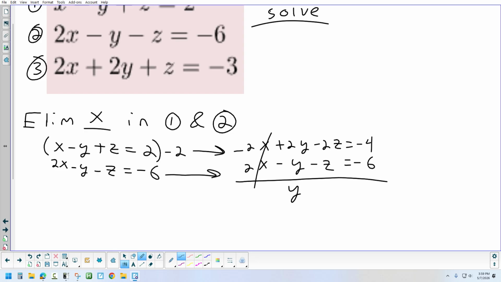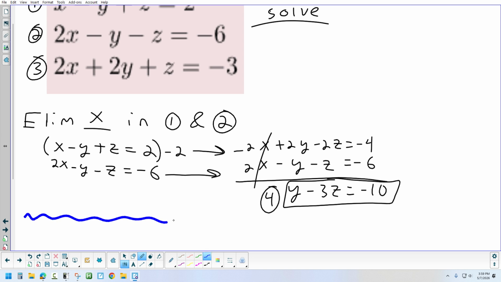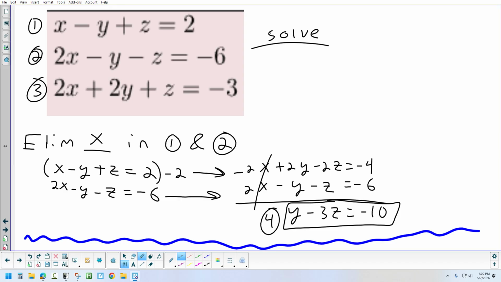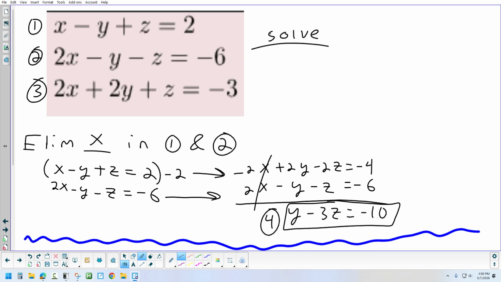You get y minus 3z equals negative 10. Okay, so now that is a new equation. I'm going to call it equation 4, and it only has 2 letters in it. So now we need another equation just like that, with just a y and just a z. So we need to eliminate x again, but what 2 equations do you want to use this time? 1 and 3. Okay.